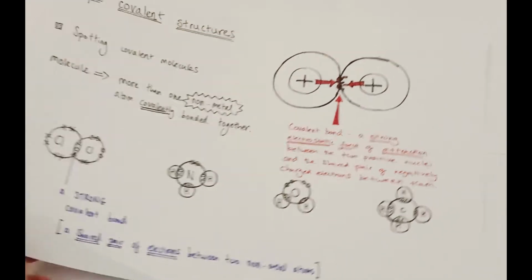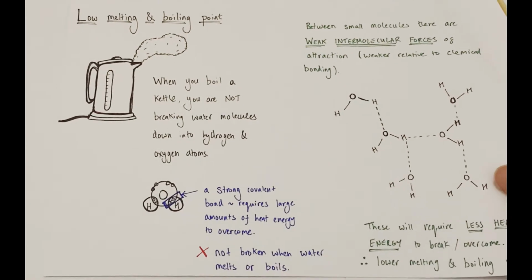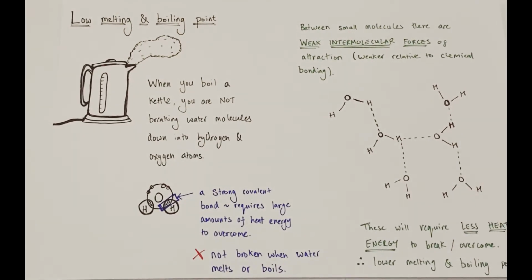I now want to talk about the properties of simple covalent structures, and they're very different to the properties of giant structures. The first thing I want to emphasize is they have low melting and boiling points. And I want to think about this with a thought experiment. When you boil a kettle in your house, you are not breaking down water molecules into hydrogen and oxygen atoms.